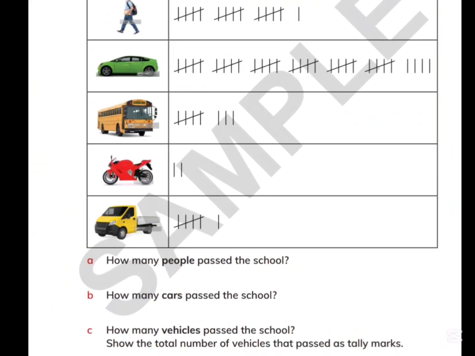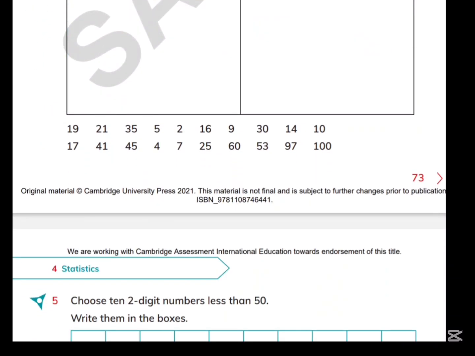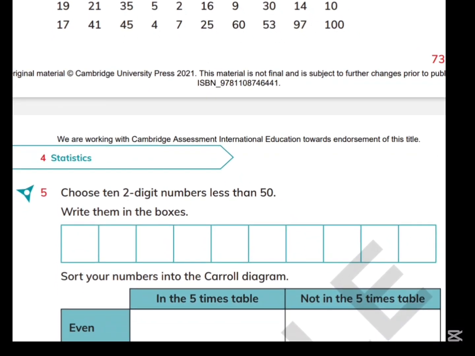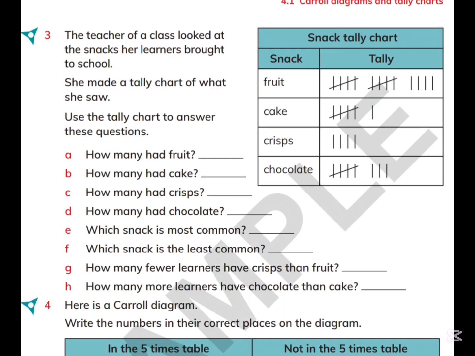Now our book is this. We have done page number 72. Now we are moving towards page number 73. The question is very easy. A tally chart is given to you. What you have to do is fill in the blanks.